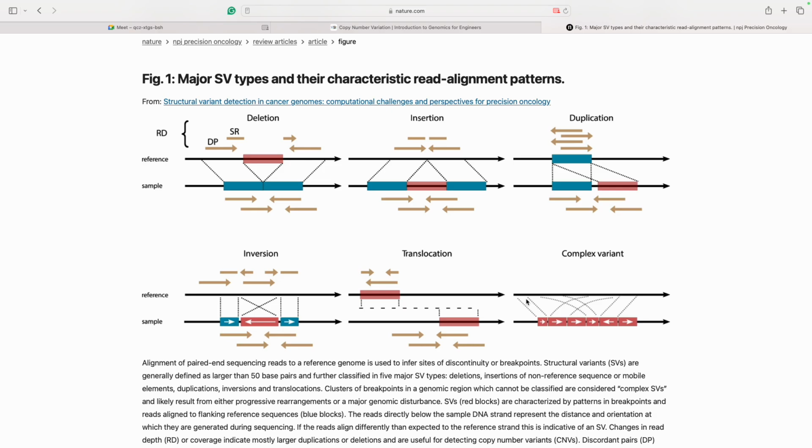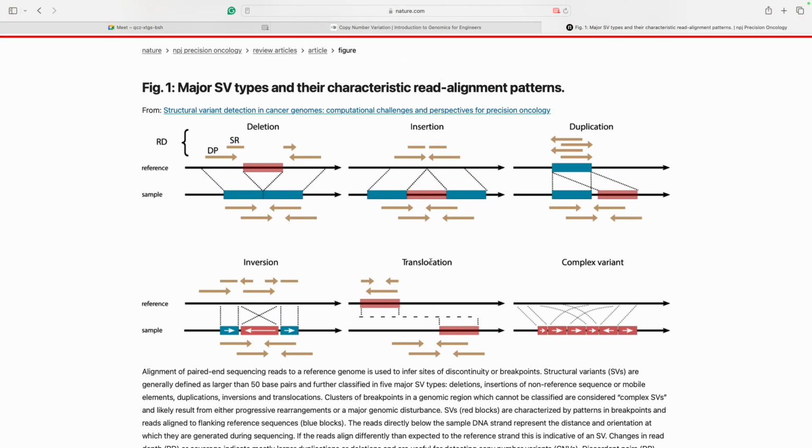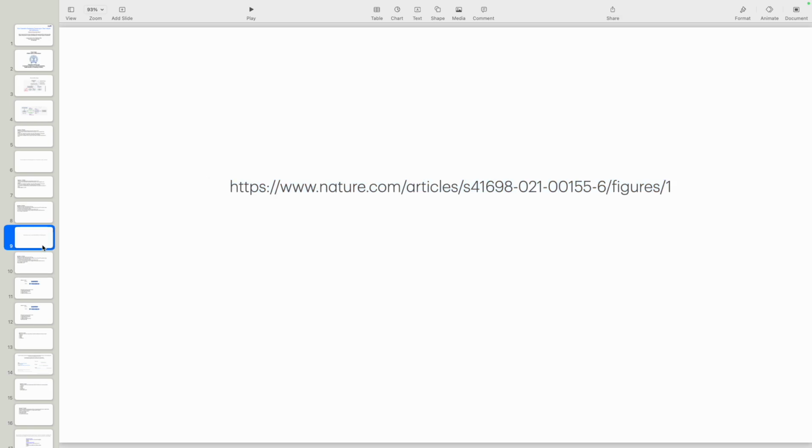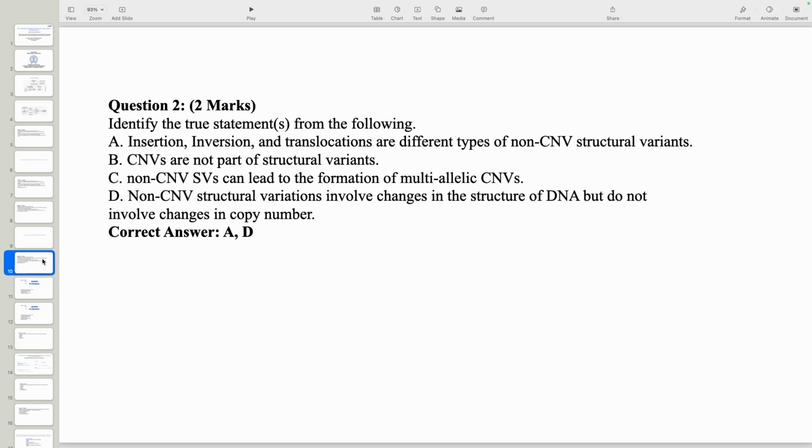And there are other complex variants as well, where multiple inversions, or inversion with duplication, or deletion with inversion happen. So they are the combination of these independent SVs. So the correct option for this question is A and D.